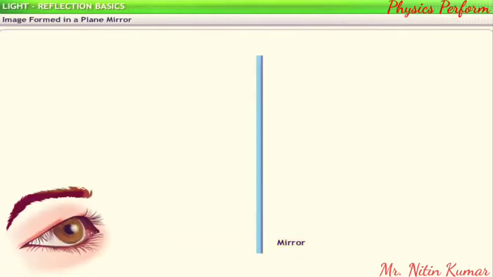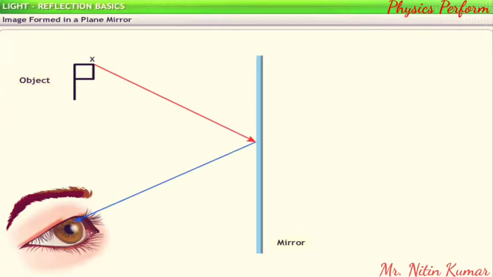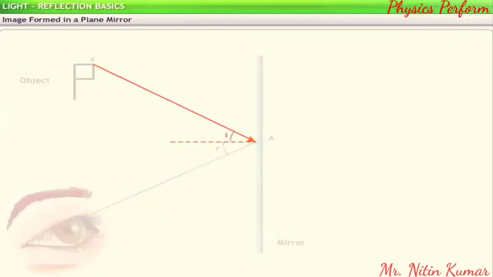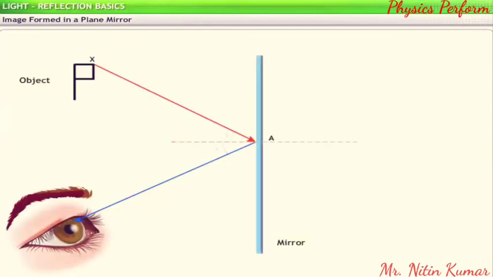To see how an image is formed in a plane mirror, let us do an experiment. Consider an object in the shape of the letter P. From a point X on the object, consider a light ray incident on the mirror at point A. According to the law of reflection, the angle of incidence is always equal to the angle of reflection. Observe the angle of the incident ray as it reflects and travels to the eye.